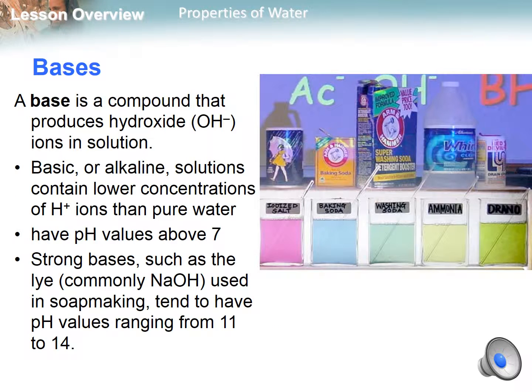Bases will produce hydroxide ions. Another name for a base is alkaline solution. And it will have lower concentrations of hydrogen ions than pure water. The pH value is above 7. And if it goes to like 11, 12, 13, 14, those would be considered a strong base. An example is sodium hydroxide, NaOH.